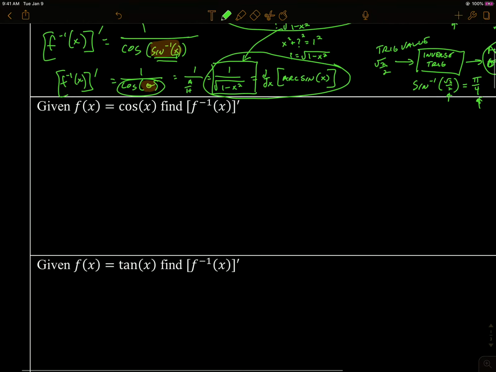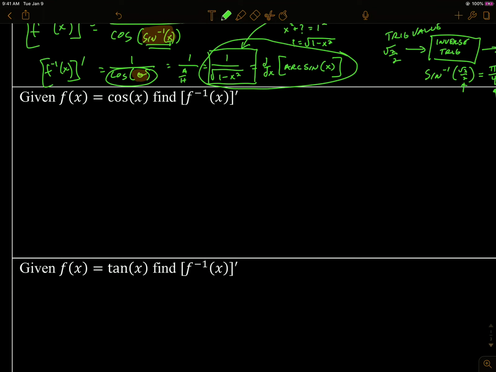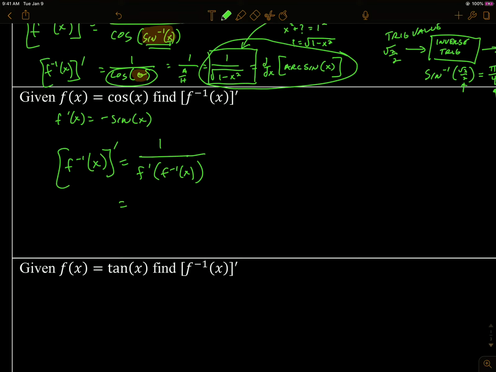All right, so now we're going to do something similar for cosine of x. So again, we need f prime of x, which in this case is negative sine x. Now I know the derivative of the inverse is going to be 1 over f prime of f inverse of x. So I'm going to make my substitutions here. 1 over f prime is really negative sine of inverse cosine of x.